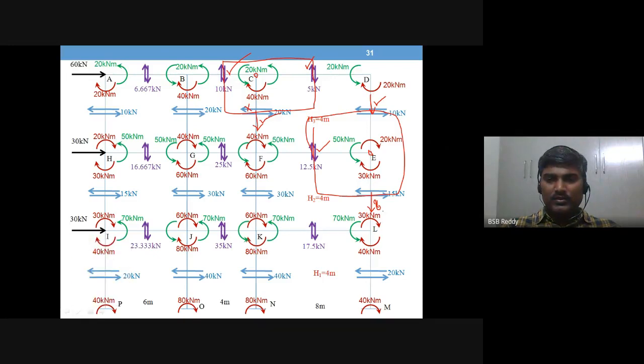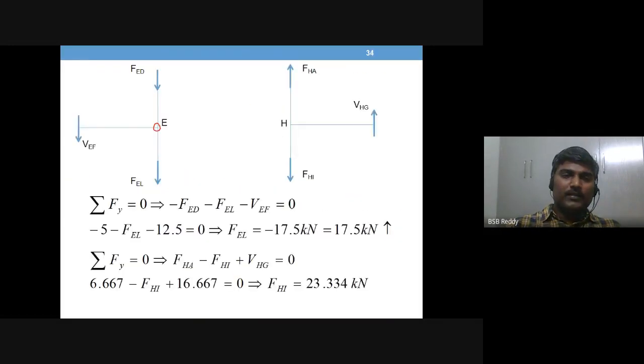So it's very simple if you understand that. So just by taking free body diagrams in between these points of contraflexure, associated with a particular joint, you bring the members connected to that joint. Right, let us see what you have there. So right, so FED, FEL and VEF. All these values you substitute, whatever you have earlier calculated.